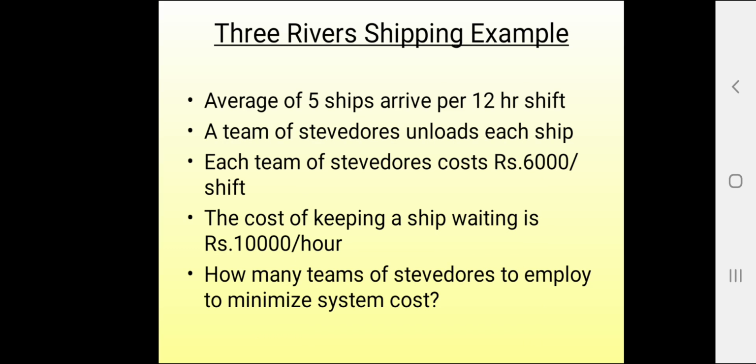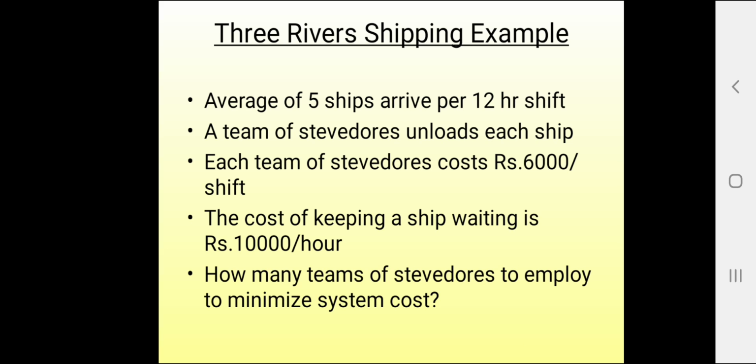Let us see one example. This example is called as the reverse shipping example. Here in this problem there is not 3, but it is one type of example. Let us have one question. Read this question carefully. Note down this question carefully. So average of 5 ships arrive per 12 hours shift. Per 12 hours shift, 5 ships arrive.